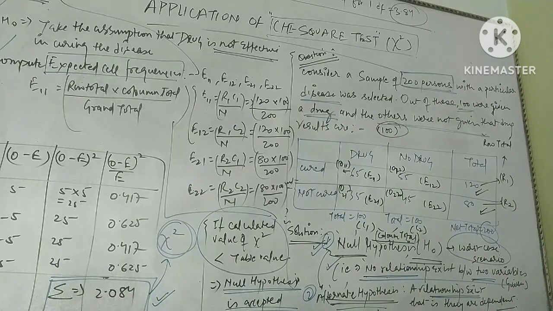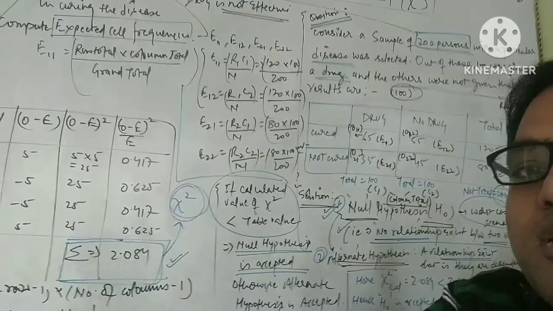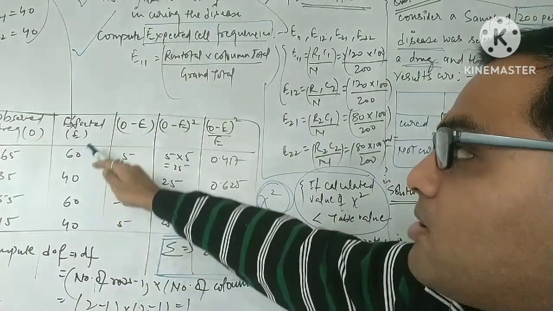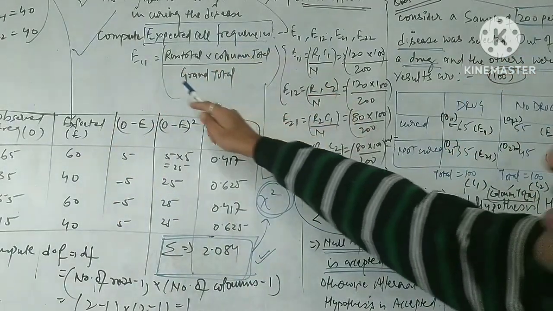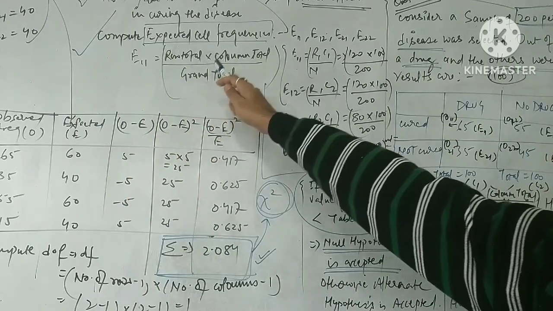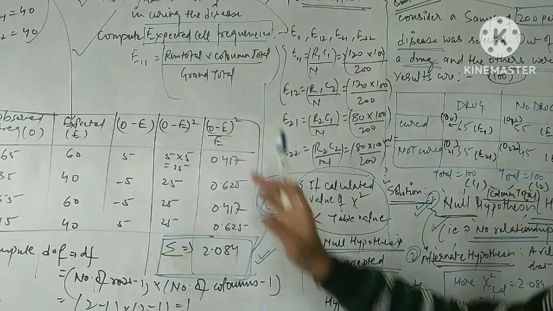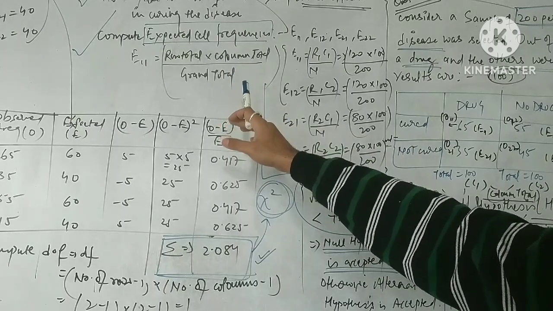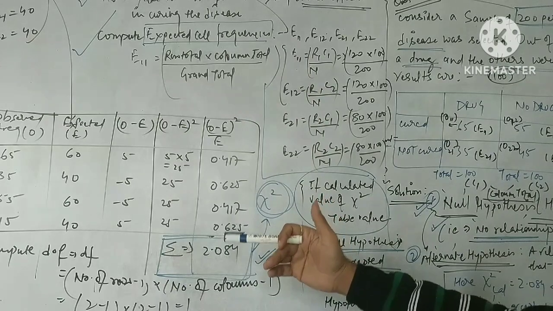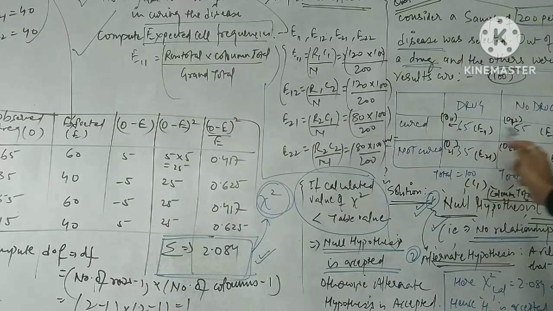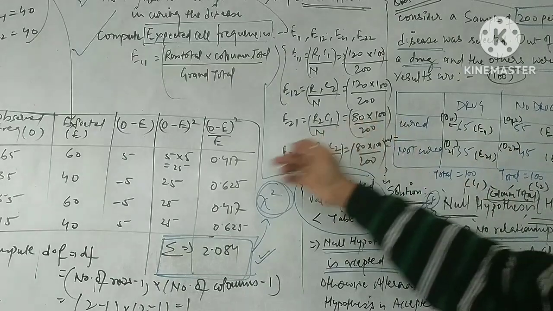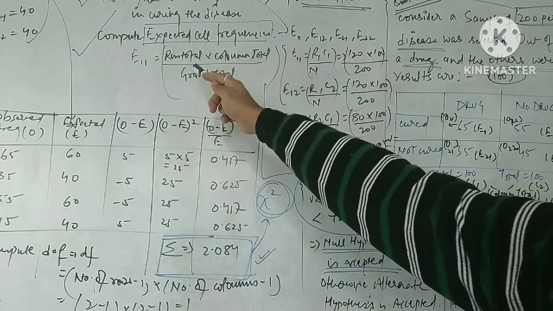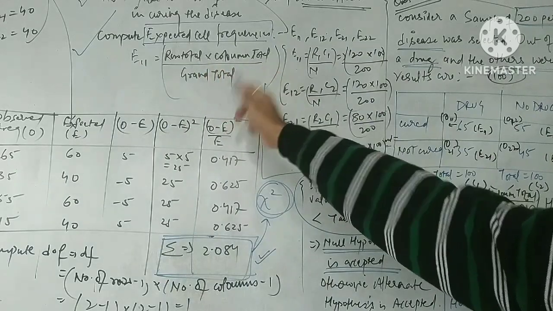In the computation of the chi-square test, we have the difference between the observed value and the expected value. How will we compute the expected value? We have a simple formula: for each observed value, row total into column total by grand total. This is the formula for the computation of the expected cell frequencies. The table has been given with the observed outcome, and we have to compute the expected outcome using this formula, row total into column total by grand total.